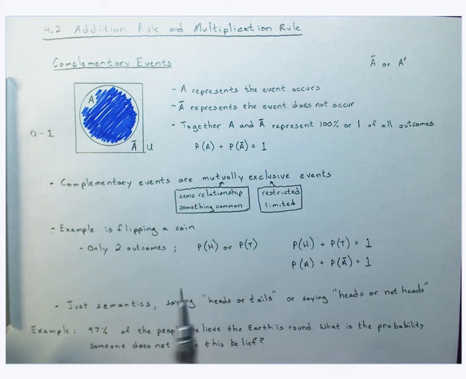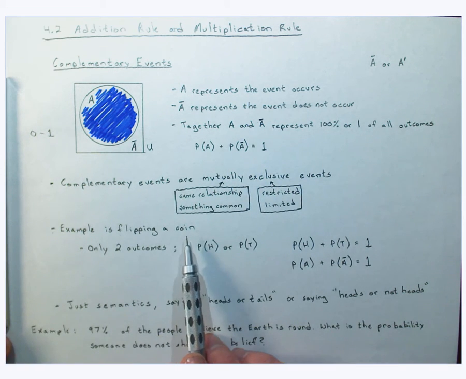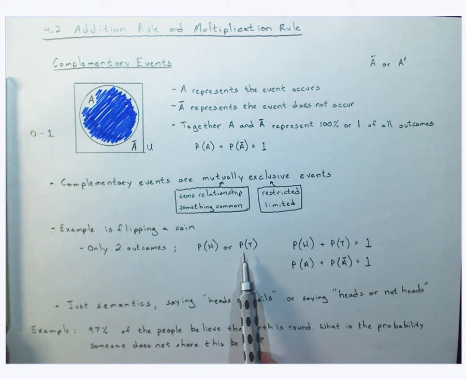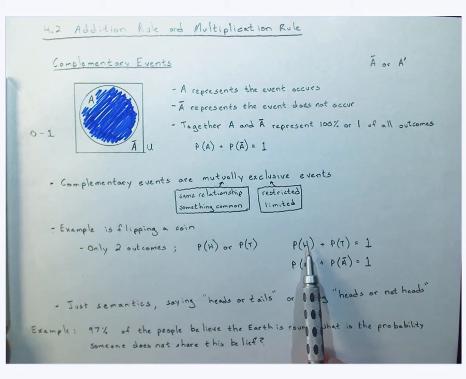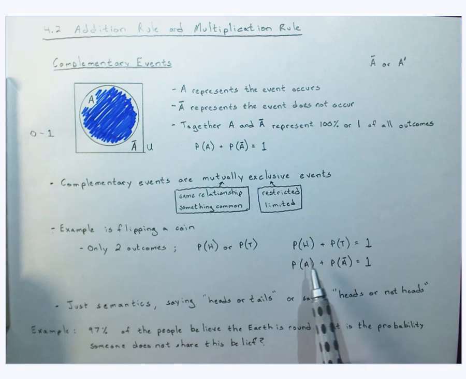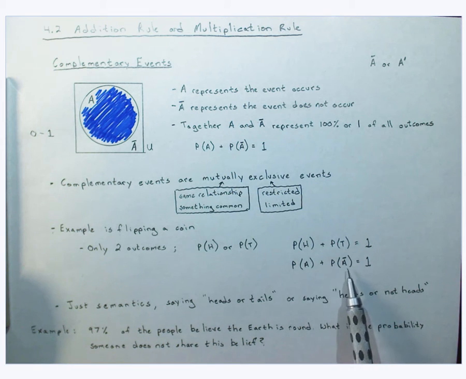An example of this, a very simple one, is flipping a coin. There's only two outcomes. You can get heads or you can get tails. And how we look at that is, heads plus tails equals 1. But in statistics, we may speak it differently. We may say the probability of getting heads plus the probability of not getting heads equals 1. It's just semantics, saying heads or tails, or heads or not heads.